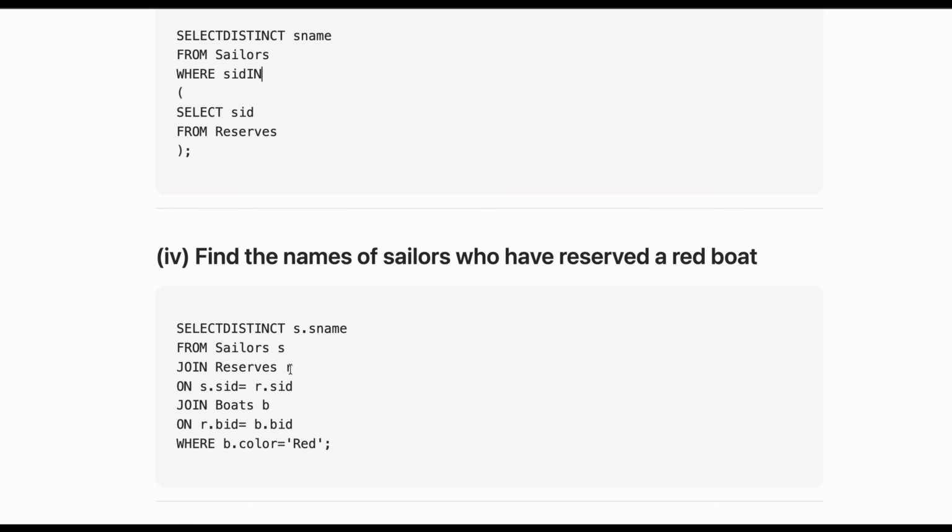Now we are moving towards the fourth question, which is: find the names of sailors who have reserved a red boat. This question requires information from all three tables. The sailor name is available in the sailors table. The reservation details are available in the reserves table. The boat color is available in the boats table. Therefore, we join all three tables. After joining, we apply the condition. What's the condition? Color equals red. Finally, we display only the sailor names. Again, DISTINCT is used to avoid duplicate names. So like this we will do it for the fourth.